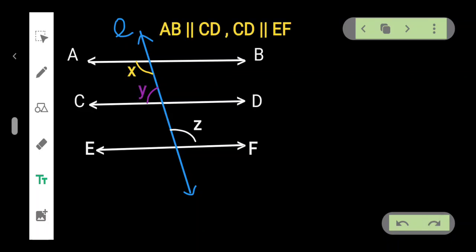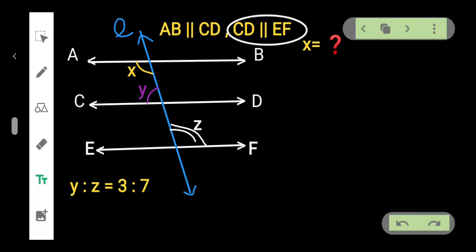AB parallel to CD is given, CD parallel to EF is also given, X, Y, Z are given, and again, next one thing is given: the ratio of Y to Z is 3:7. The ratio between Y and Z is 3:7. Now we have to find X. What is the value of X?